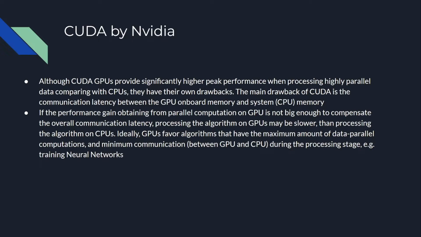So if the performance gain obtained by the parallel computation on GPUs is not big enough to compensate the overall communication latency, processing the algorithm on GPUs is slower than processing the algorithm on CPUs. So ideally, GPUs favor algorithms that have the maximum amount of data parallel computations and minimum communication between the CPU and the GPU during the processing stage. An example of this is training neural networks.